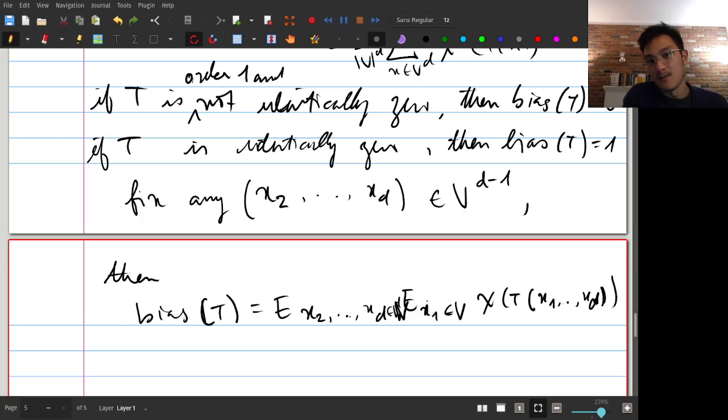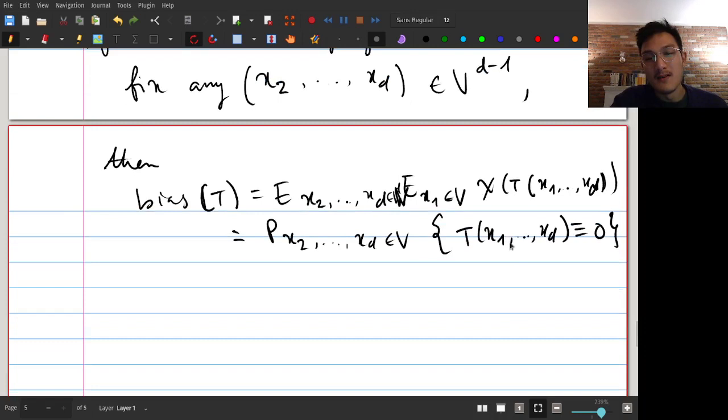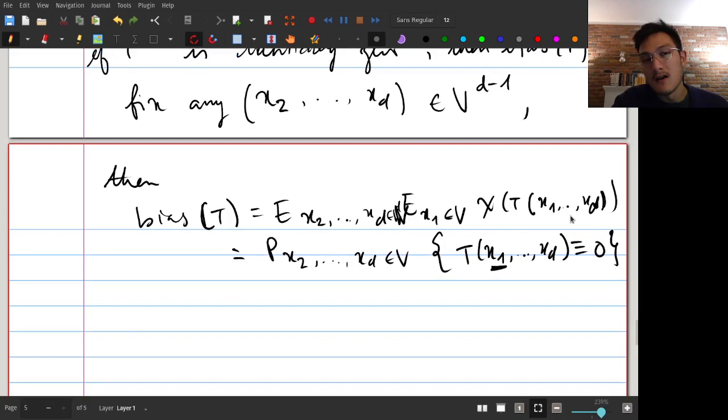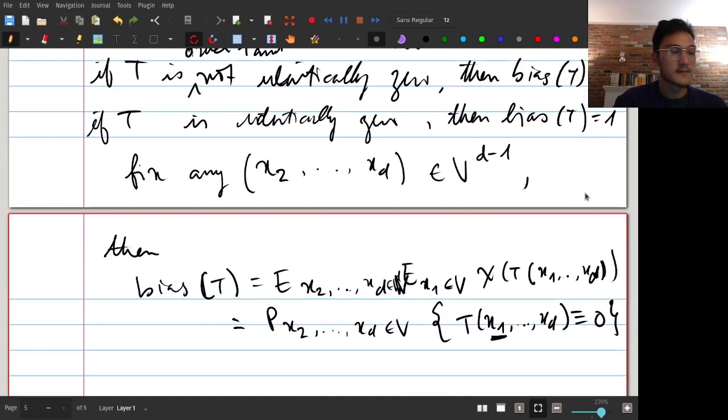But if you look at this, it's just the probability over x2 up to xd in V that this thing is identically zero, right? I feel a little uncomfortable writing this. I mean, this is a function of x1, because x2 all the way up to xd is fixed. So this as a function of x1 is identically zero, right? Because that's what it means here. If that's identically zero, we already saw up here, 0 and 1. So it's a probability. That's what I'm trying to say. So the bias of T is a probability, so the bias of T is in [0, 1].